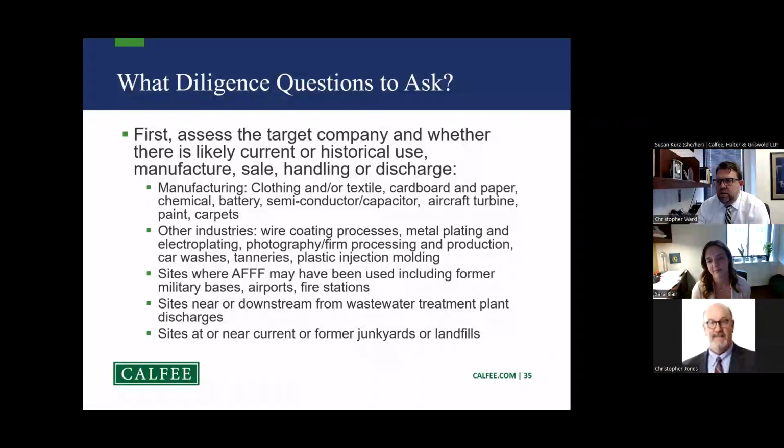So you're going to assess the target company, whether there is any likely current or historical usage, manufacture, sale, handling, or discharge in any way of PFAS. So you're going to look at the type of manufacturing, if that's implicated. You're going to look at other industries that could have some PFAS-adjacent type processing. You're going to look at sites where AFFF may have been used: former military bases, airports, fire stations. You're going to look at sites that may be downstream or near from wastewater treatment plant discharges, or former junkyards or landfills.